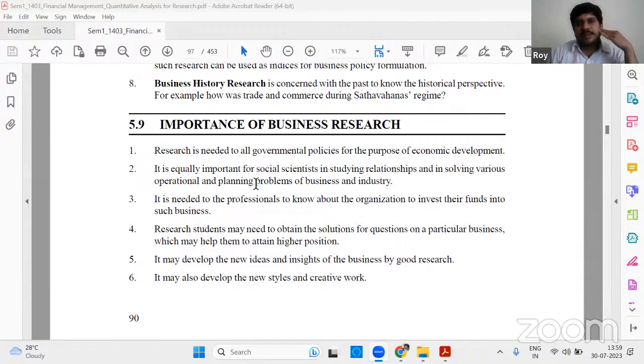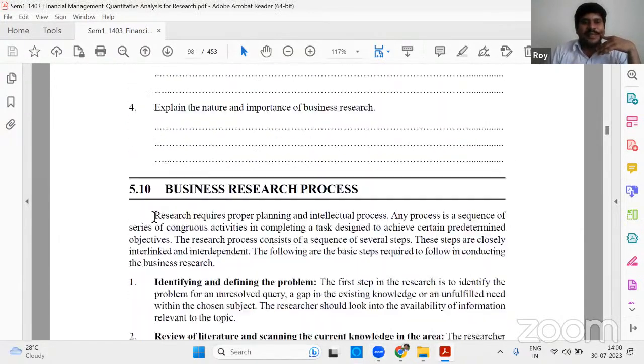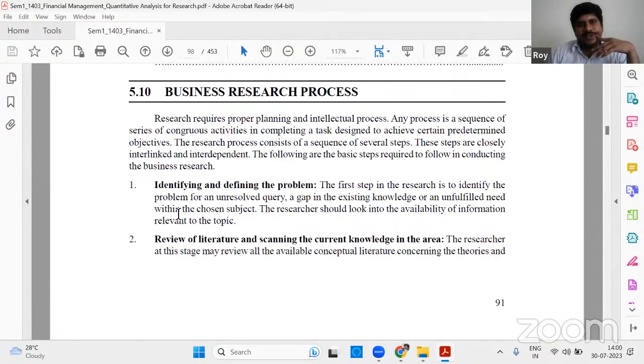Right? Then next, the process. This is a very important question. Business research process. Identifying and defining the problem. The first thing is that we need to identify and define the problem. Unless you identify the problem, unless you define the problem, you can't give a solution to it. That we need to understand.